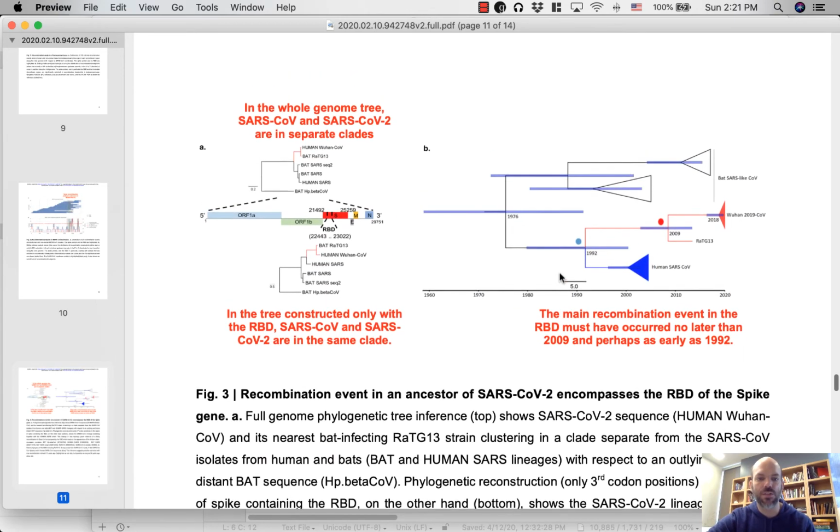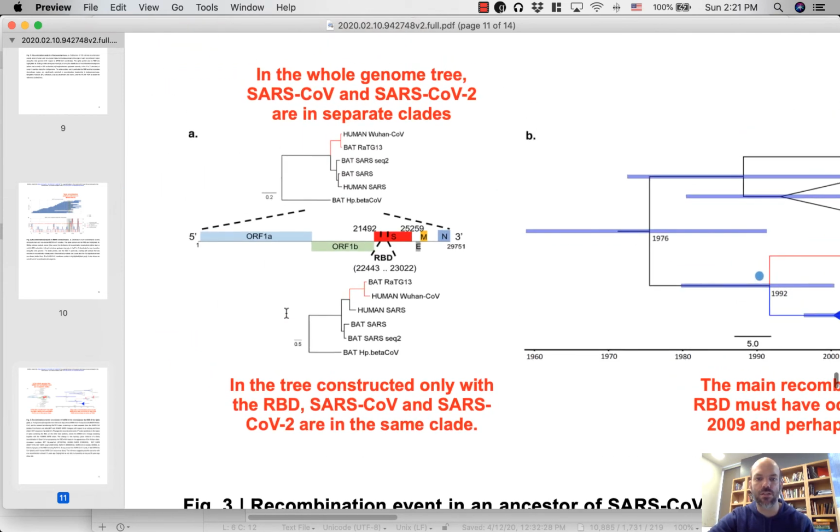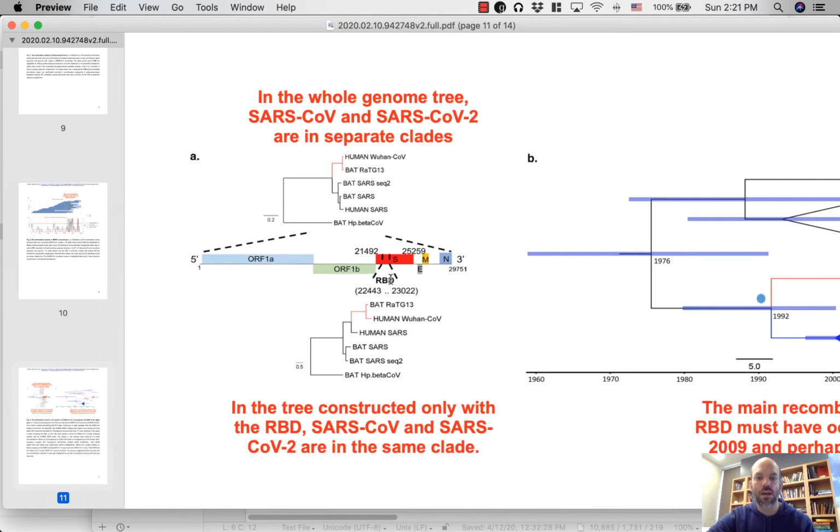All right, figure 3 is where it gets interesting. In this phylogenetic tree, I'll zoom in on, they are making a phylogenetic tree with the whole SARS coronavirus genome, and then they make a phylogenetic tree with only the receptor binding domain. As we have seen before, when you make a phylogenetic tree with the whole genome, you get the new SARS-CoV-2 grouping separately from the first human SARS.